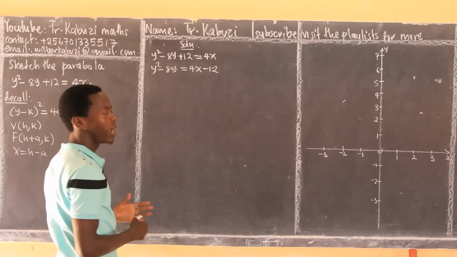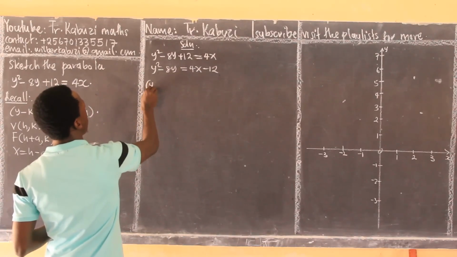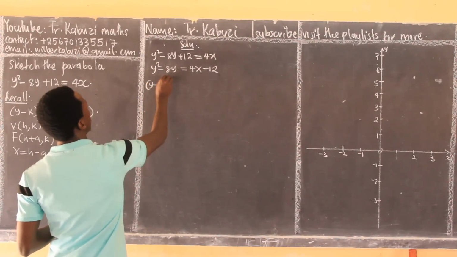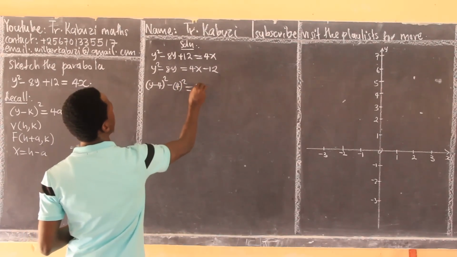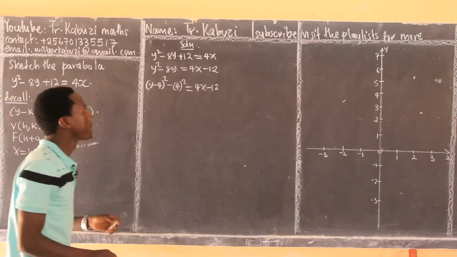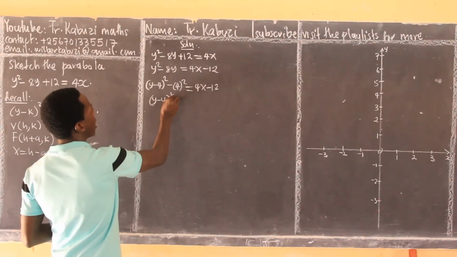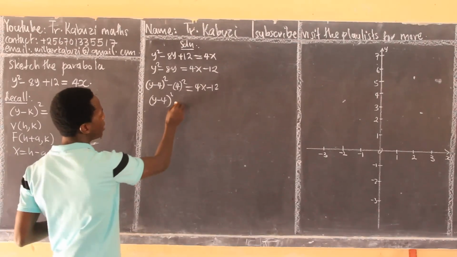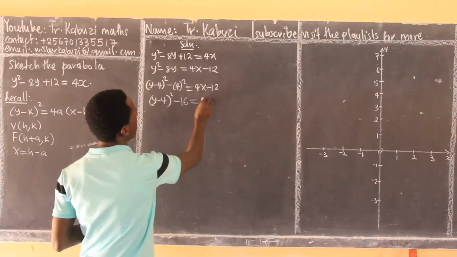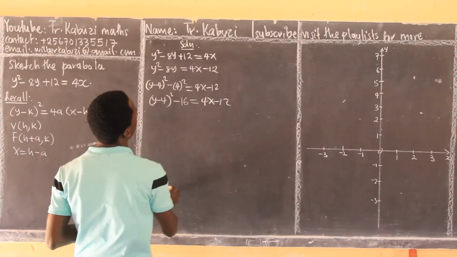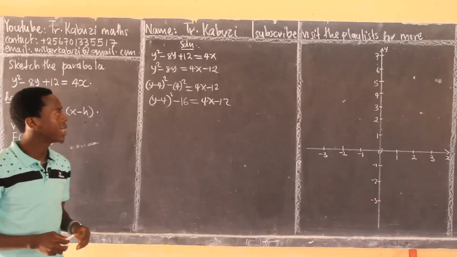There are many ways you can complete squares. So this is going to be half of this is 4, squared, minus that 4 squared. That's how we complete the squares there. Then this is going to be y minus 4 the whole squared. Then when you square this, you get your minus 16 equaling 4x minus 12.